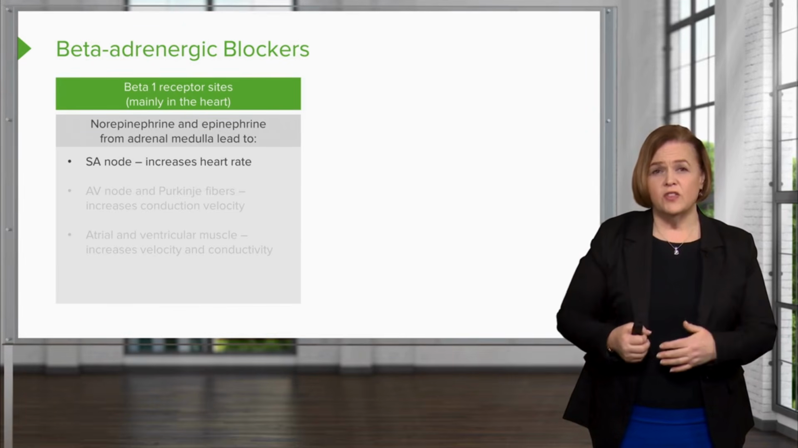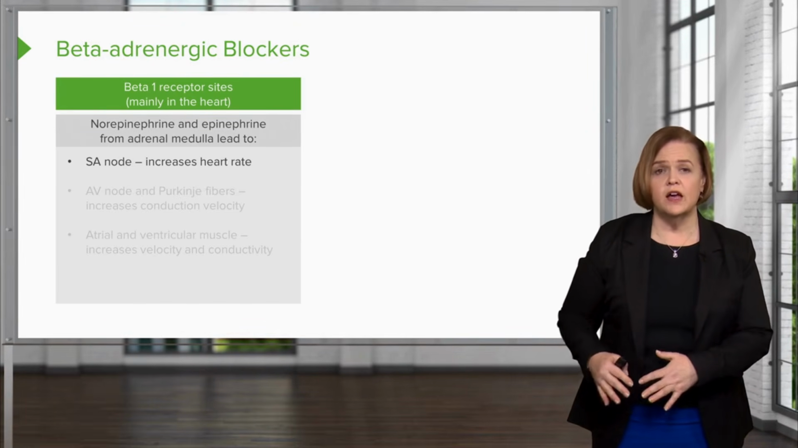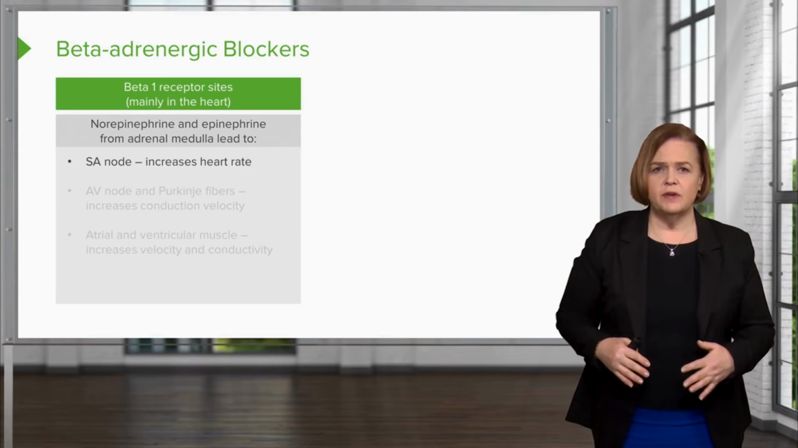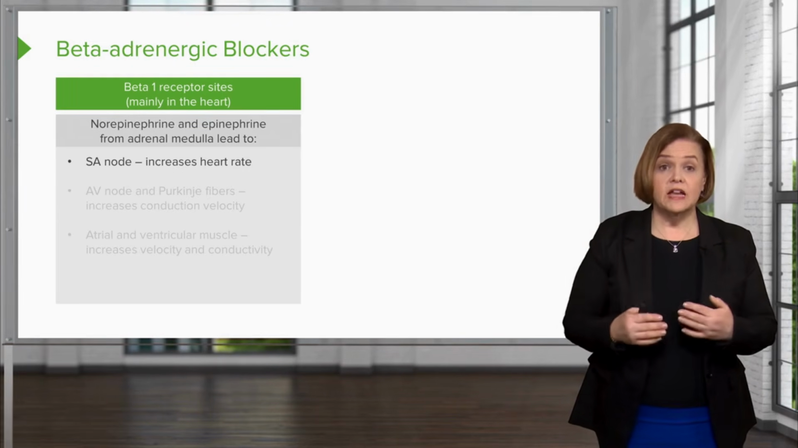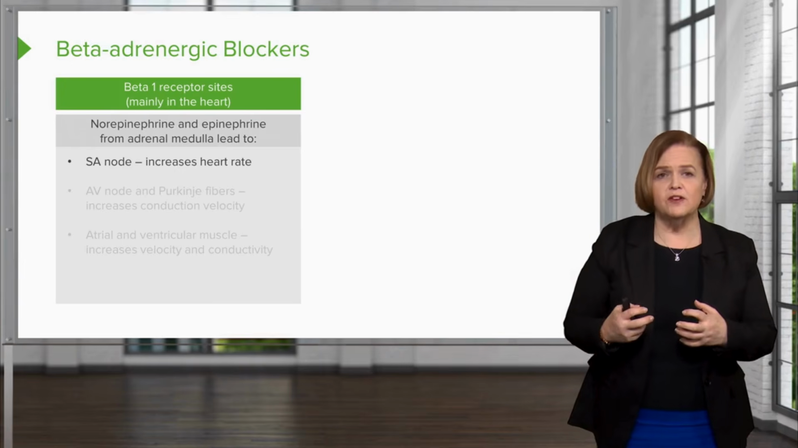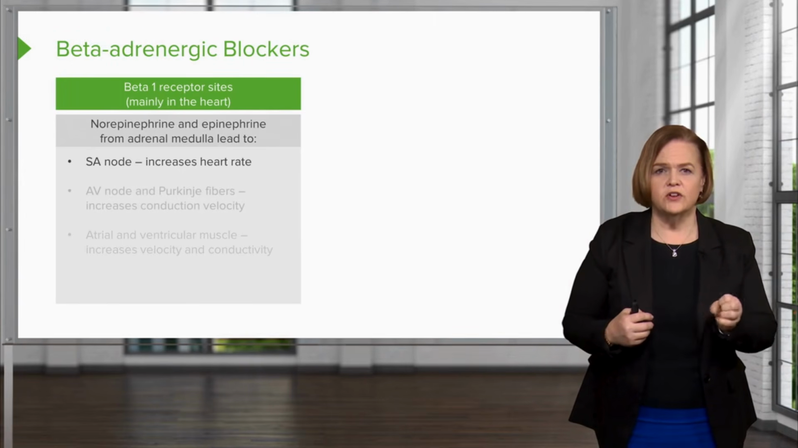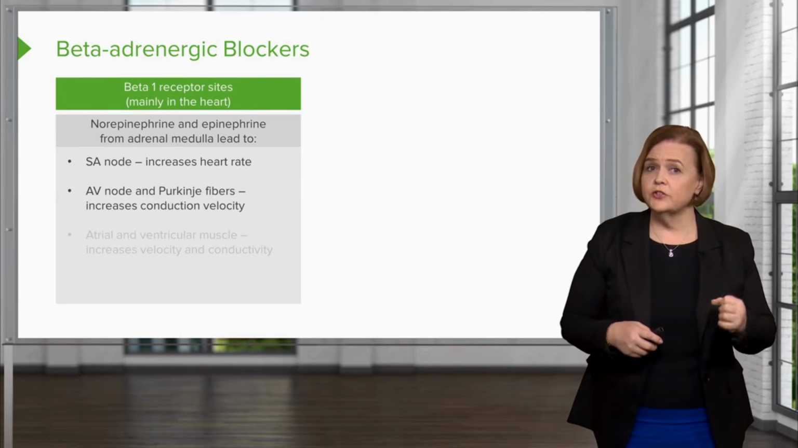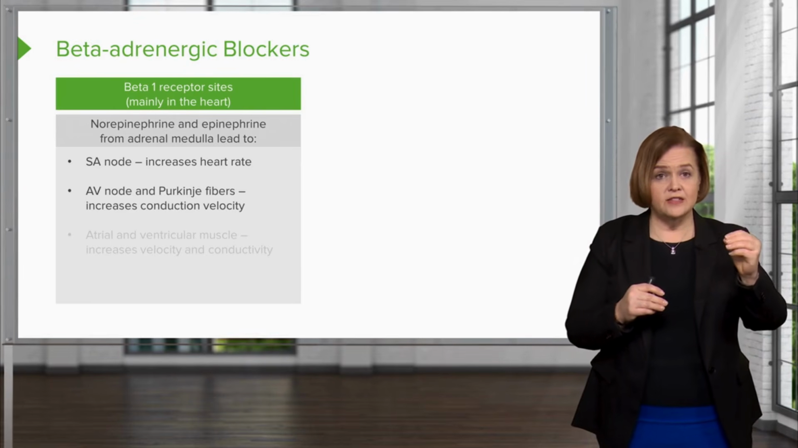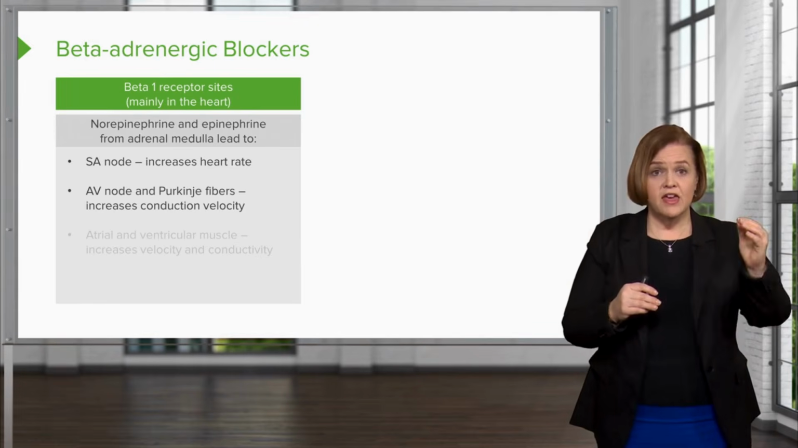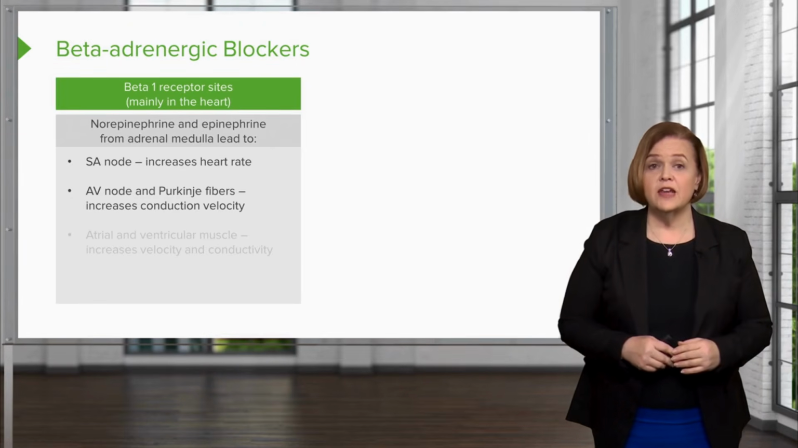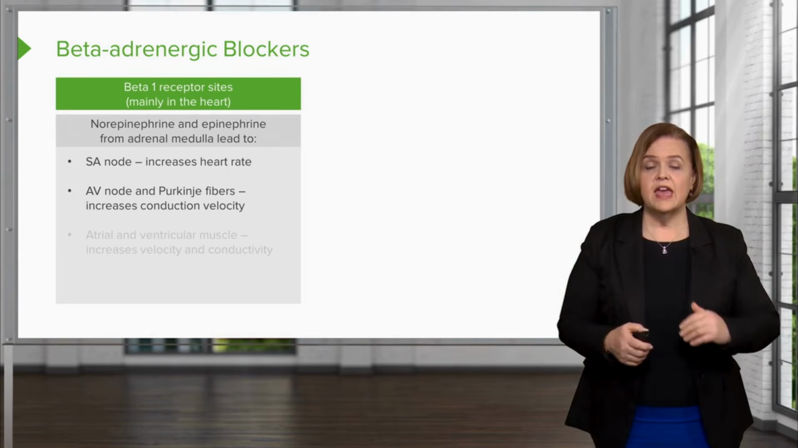Norepinephrine and epinephrine are the substances that come out of the adrenal medulla, and here's what happens when they squirt out. The SA node of the heart, that's the pacemaker of your heart. When those beta receptors receive epinephrine or norepinephrine, the SA node goes faster. And the AV node and the Purkinje fibers also increase their conduction velocity. The pacemaker goes SA node, AV node, Purkinje fibers. That's how a beat goes through the heart. When you receive norepinephrine and epinephrine near those receptors, zoom, it goes through faster.